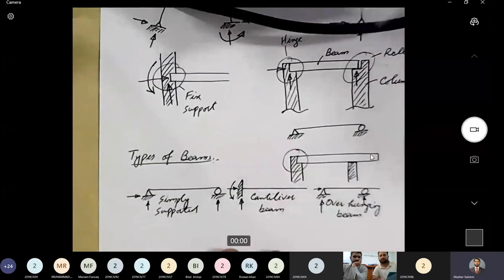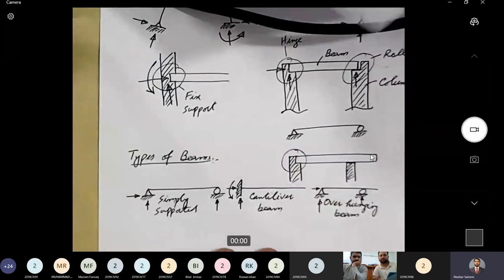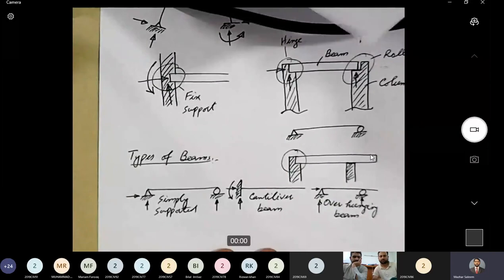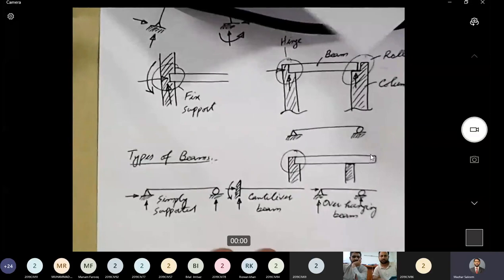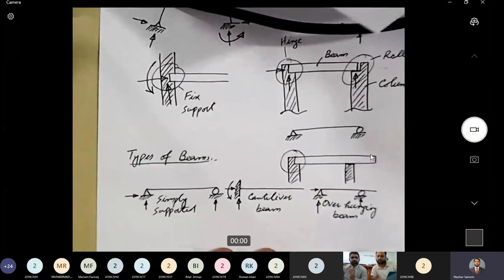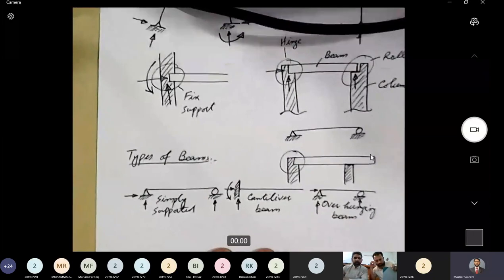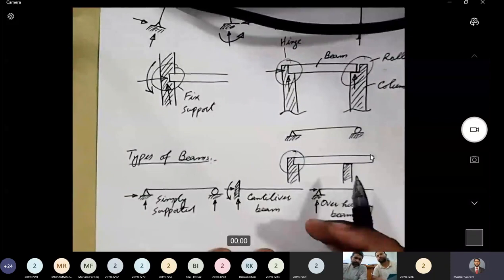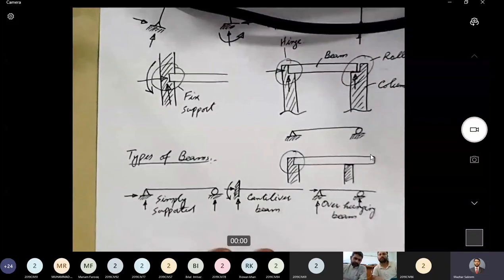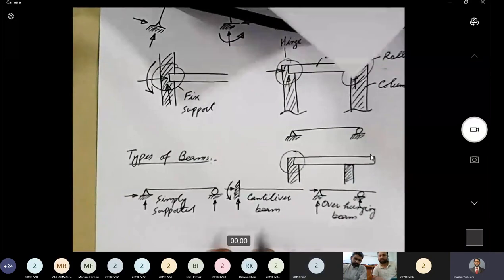When you go into the next semesters and study these things at a deeper level, you will realize that these types of supports that we are defining as very distinct at this level are practically not that distinct. So your point is right that in some cases, or probably in all cases, we might have some horizontal reaction at roller supports. That's true. But at this stage, we will not go into that depth. All right.